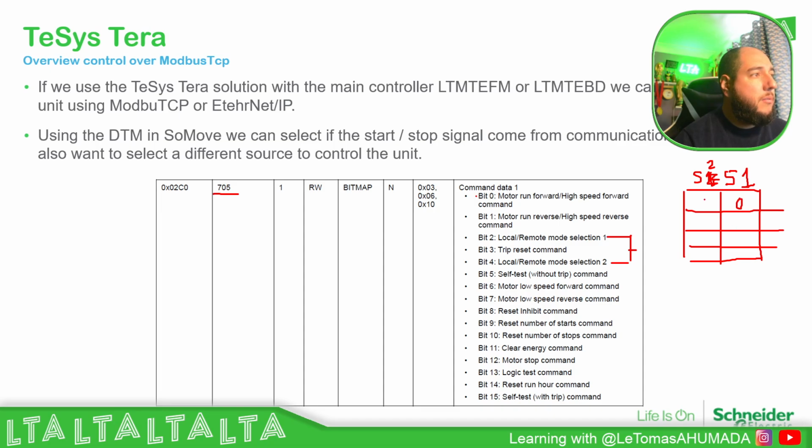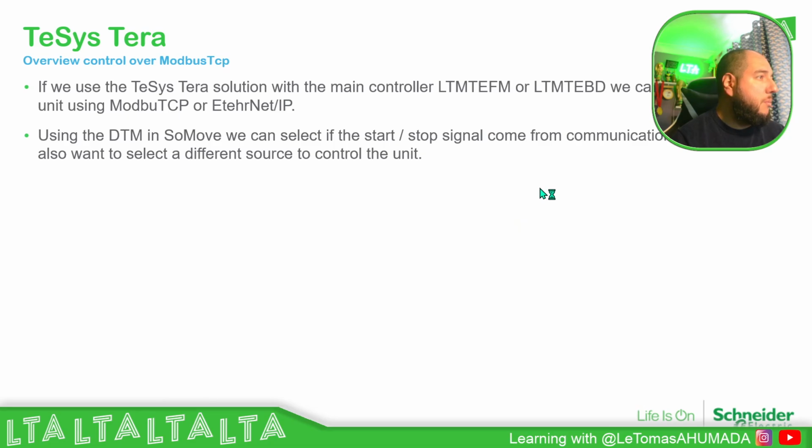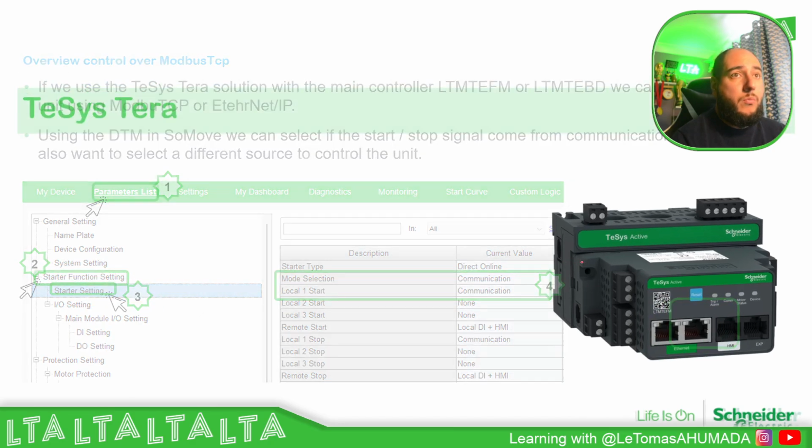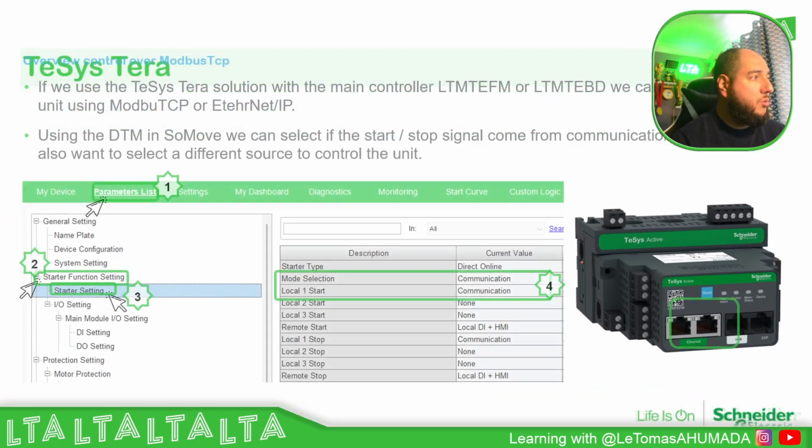So we have the logical combinations. When this one is 0, it's going to be local 1. When this one is true, it's going to be remote. This one is local 2, and this one is going to be local 3, which are the different combinations that we have from here.